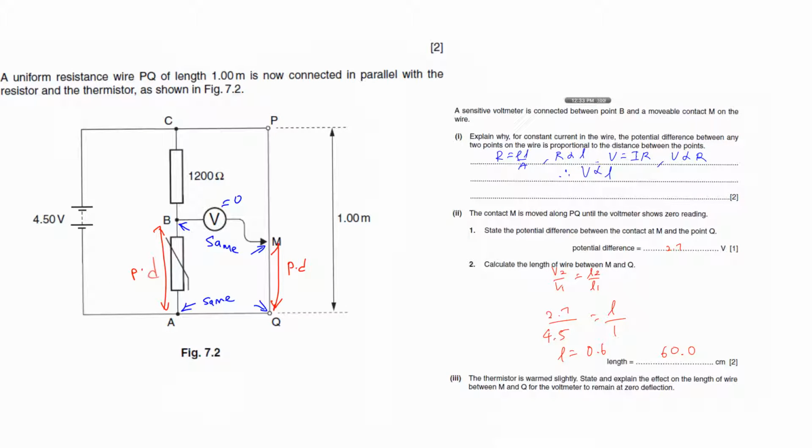So the last part of the question says the thermistor is warmed slightly. What will happen to the length of the wire if you want the voltmeter to remain at 0 deflection? Now for a thermistor, when we increase the temperature, what happens to its resistance? Decreases. Okay, very good. So the resistance here decreases, so the voltage it carries will be more or less? Less. So if this voltage is less, this voltage also must be less, because this PD must equal this PD. So how to get a smaller PD? By moving the M towards Q or moving towards P? Towards Q. Well done, Man Hong.